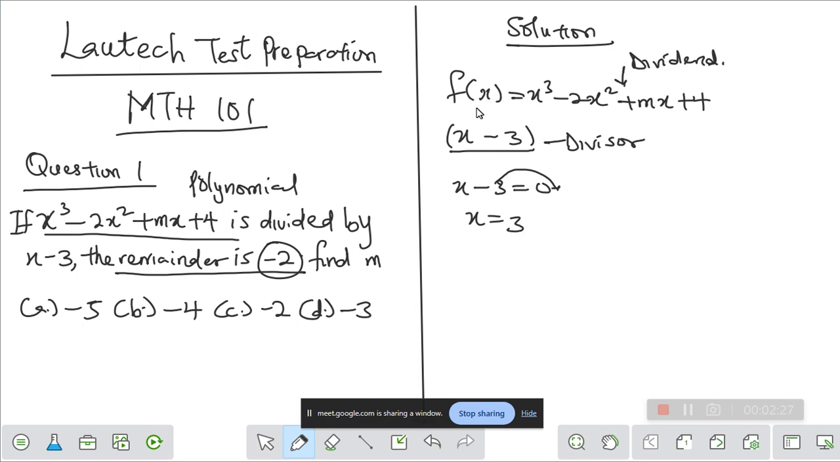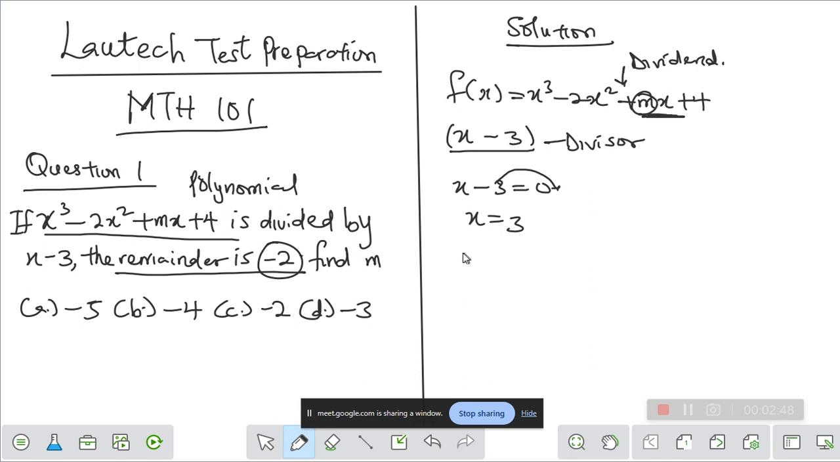Any place you see x, you will now be putting 3 inside. You will equate it to minus 2 because they said when you divide with x minus 3, you'll be getting minus 2 as remainder. So when you input 3 in all of them, we are looking for m, right? That's what we are looking for. So let's input 3 inside this equation.